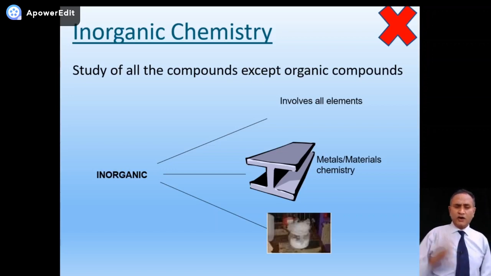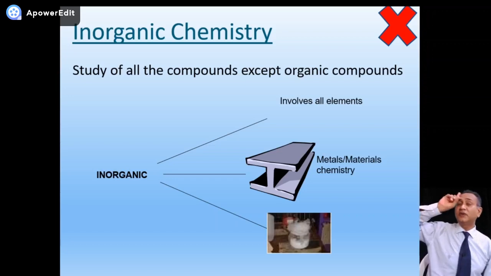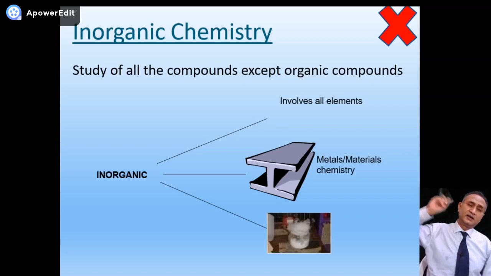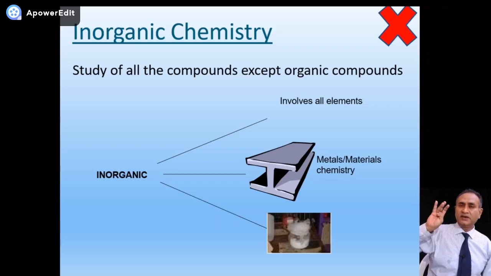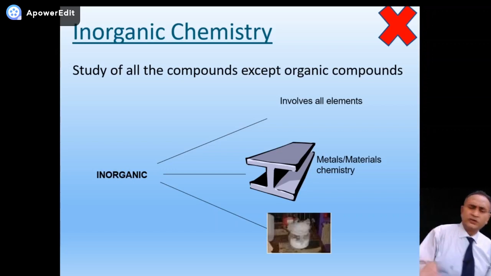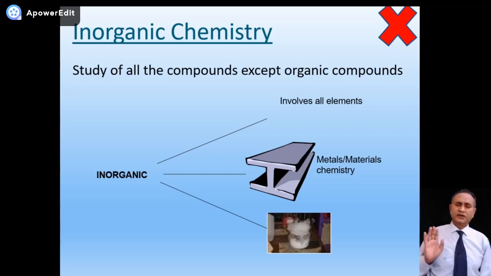A study of all the compounds except organic compounds, and those compounds which were kicked out from organic chemistry. Which ones? Carbon dioxide, carbon monoxide, cyanides, carbonates, bicarbonates, or hydrogen carbonates. These are also part of inorganic chemistry. All right. So inorganic chemistry is the study of all the compounds but organic compounds.